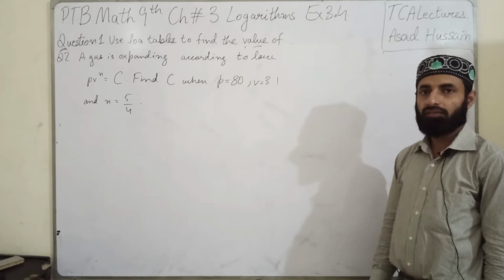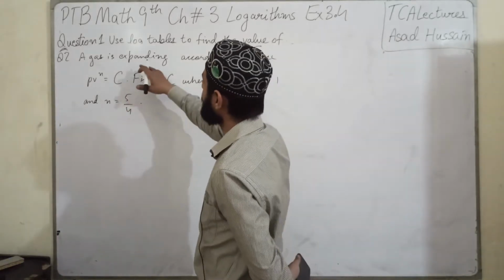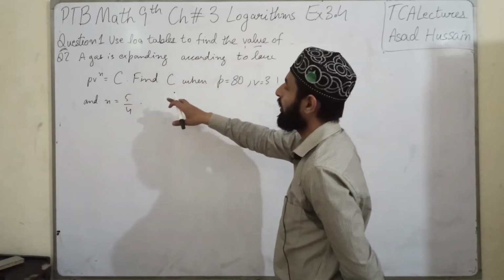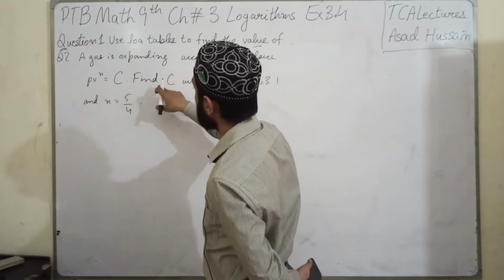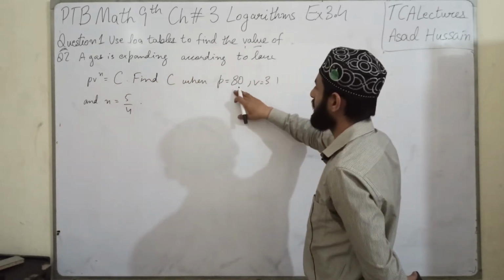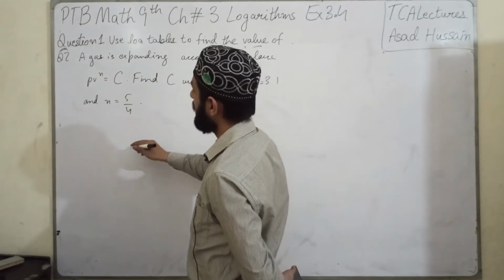In this video I will solve question number 2. The statement of question number 2 is: a gas is expanding according to the law P V raised to power n is equal to C. Find C when P is equal to 80, V is equal to 3.1 and n is equal to 5/4.